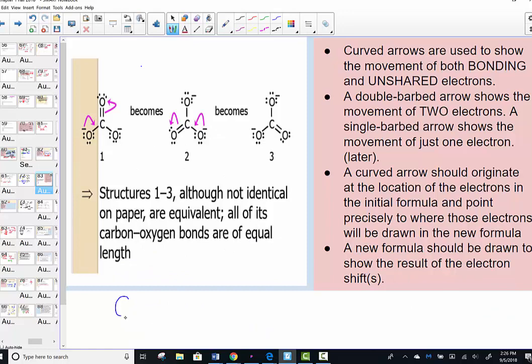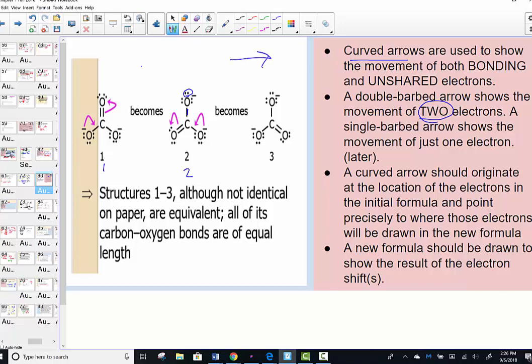Now let's talk about what we're seeing here with these arrows. Curved arrows are used to show the movement of both bonding and unshared electrons. So bonding and unshared electrons, that's what this is referring to. These arrows are showing the movement of these electrons as one resonance structure converts into the next. A double barbed arrow shows the movement of a pair of electrons.